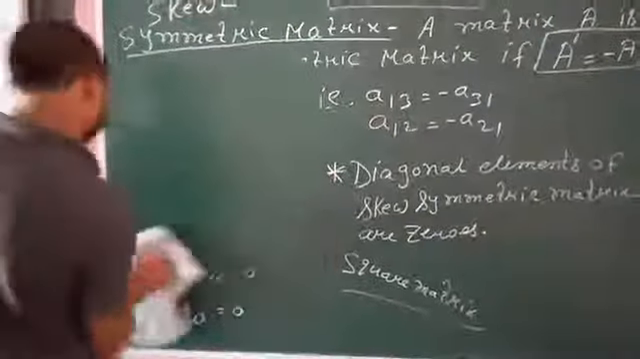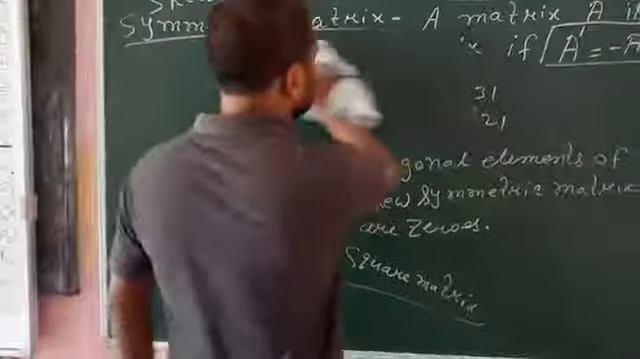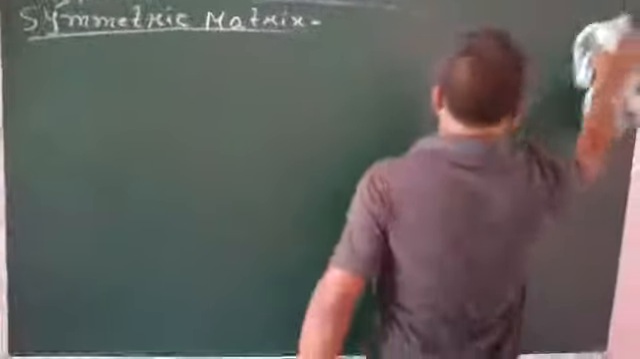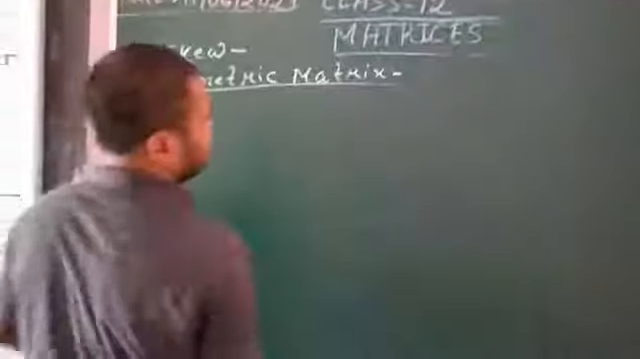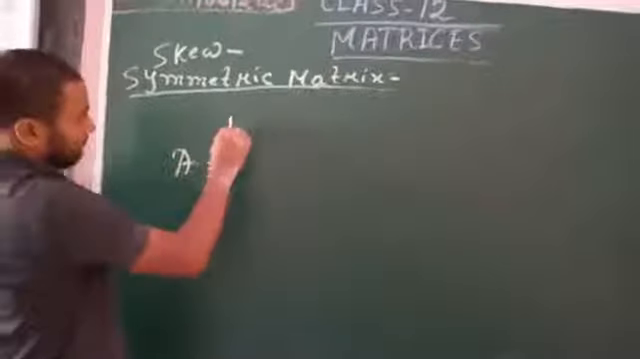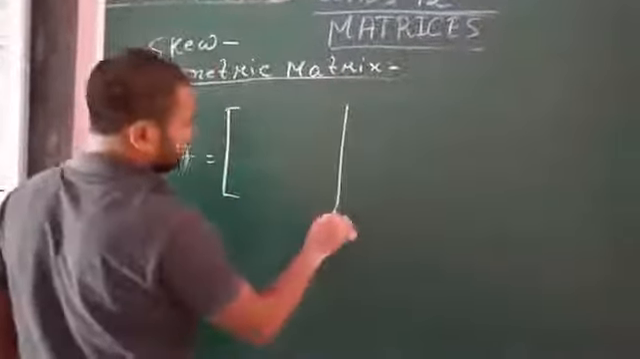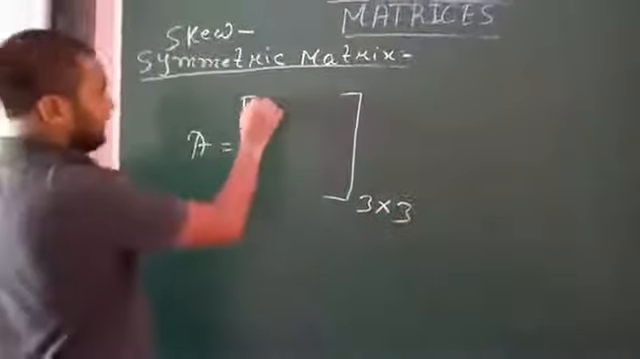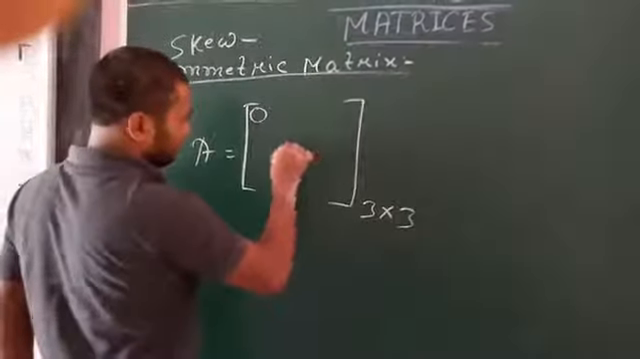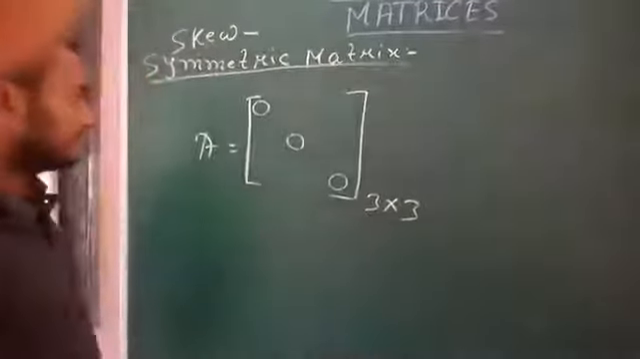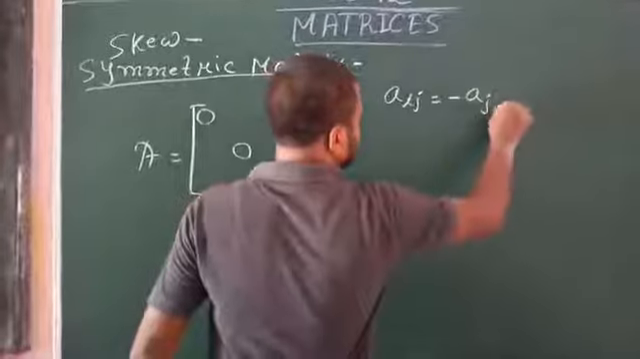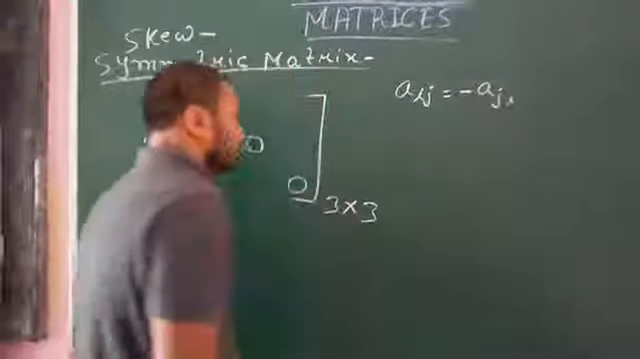Now we will see how a skew symmetric matrix looks, the form of a skew symmetric matrix. Diagonal elements are always zeros. So we see a skew symmetric matrix of order 3. The diagonal elements are 0, already we know. And Aij is negative of Aji.